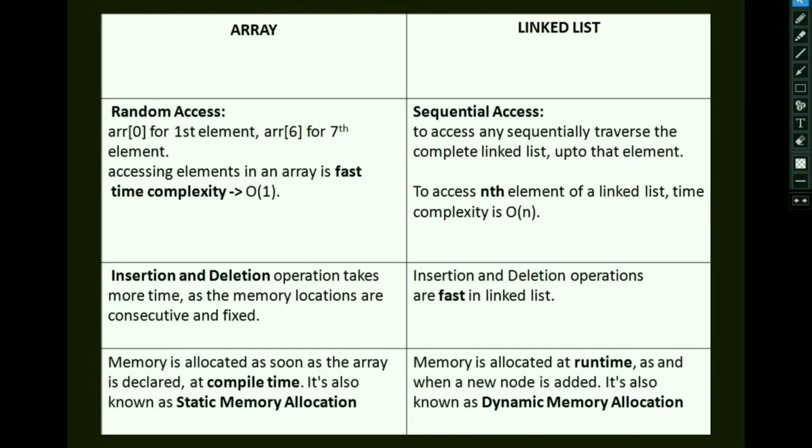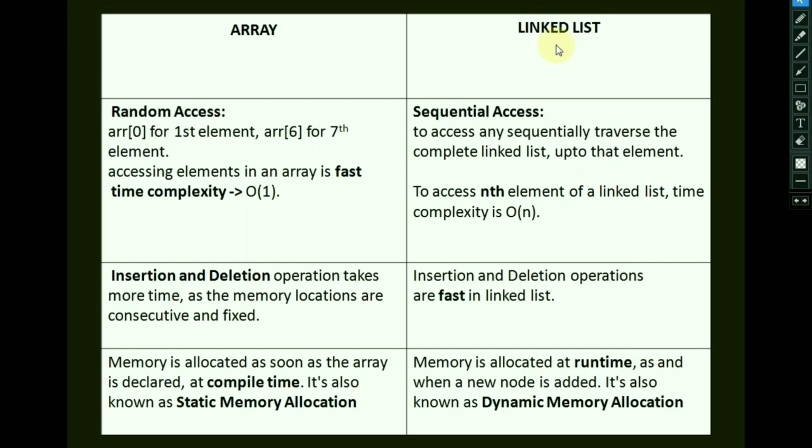Here is a table which discusses the differences. In array, random access is possible. By random access we mean that if you want the 6th element from the array, or the 7th element of your array, you'll go to that index. You can fetch all the elements by their particular index. As you can see, array of 0 will give me the first element. Array of 6 will give me the 7th element. So we are accessing randomly, and hence the time complexity is also O(1).